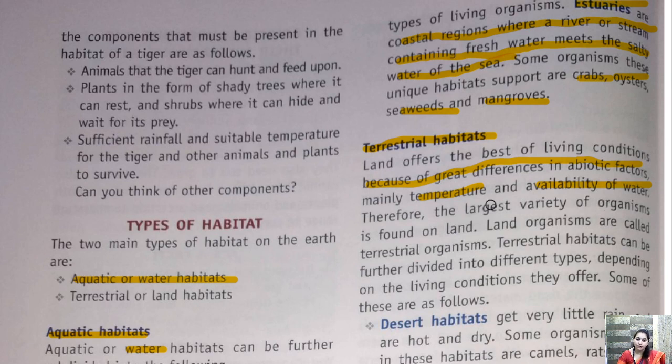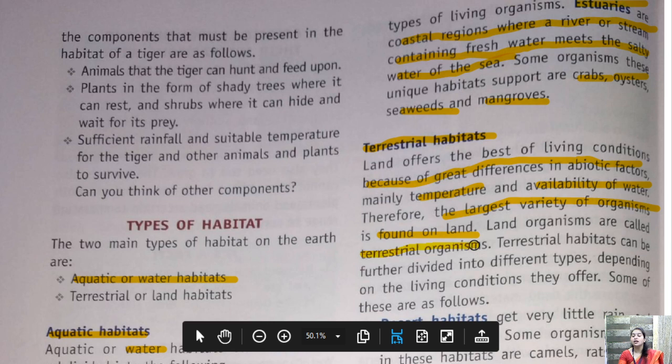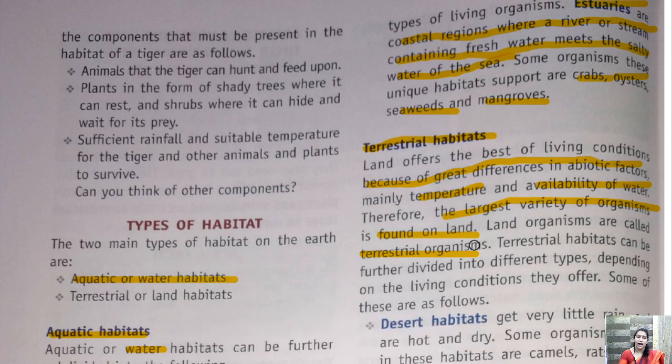Okay. Therefore, the largest variety of organisms is found in land. Okay. Land organisms are called terrestrial organisms. Those organisms, those animals and plants that survives on land. You can take example like cow, elephant, dog, whale, like these rhinosaurs, then we have tiger, then we have Asiatic lions. So all they survive in a land, isn't it? So they are called terrestrial organism. This dog is called terrestrial organism. Cat is called terrestrial organism.